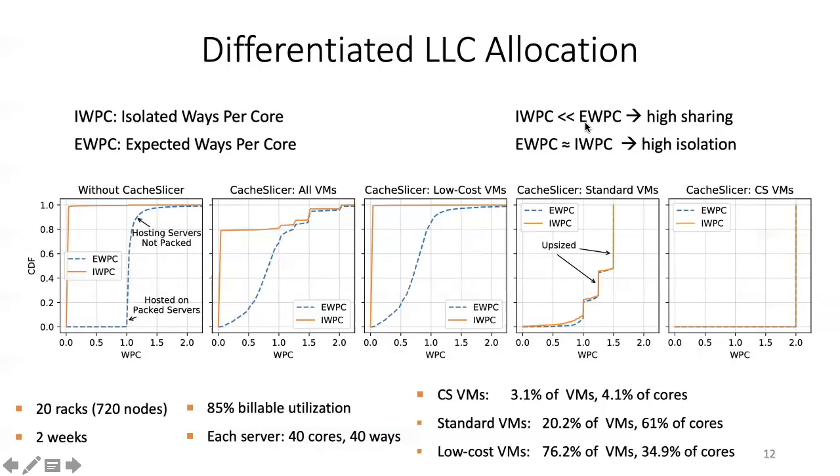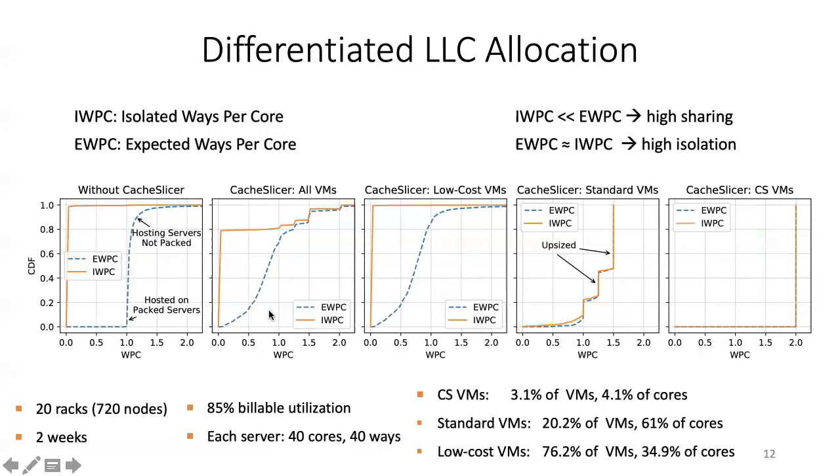Note that if the isolated ways are much smaller than the expected ways, it means that there is a high degree of sharing going on. Here you can see, to the very left, the distribution of EWPC and IWPC for the current state of affairs, where there is no LLC partitioning. As seen, almost all of the VMs have IWPC almost 0, meaning that they're all doing some sharing. The small number of VMs that are not sharing are just the largest VMs possible, and they take the entire server, and that way guarantee no sharing.